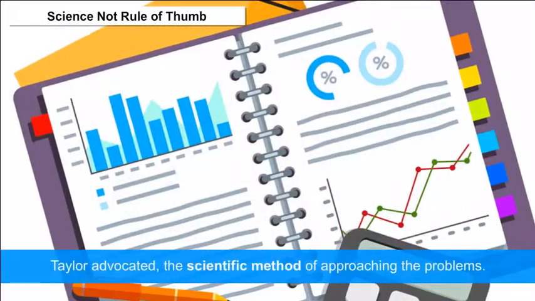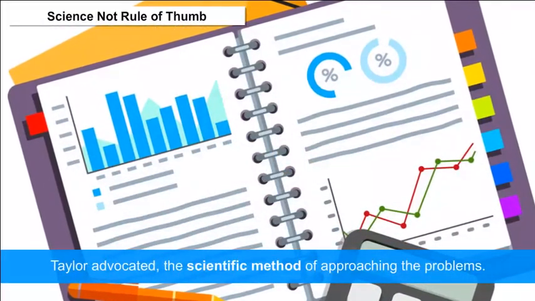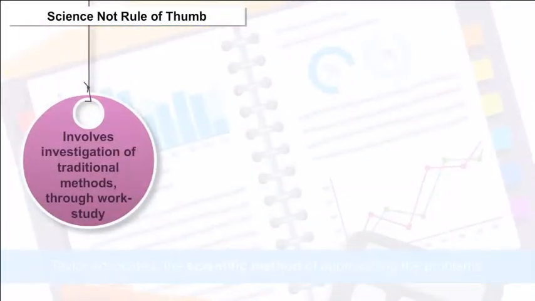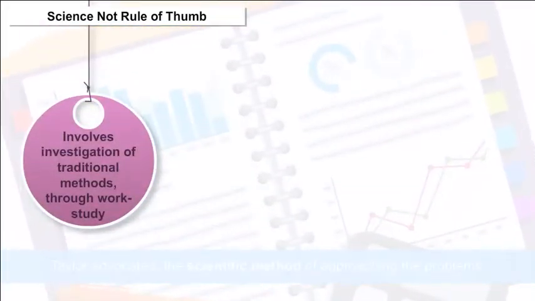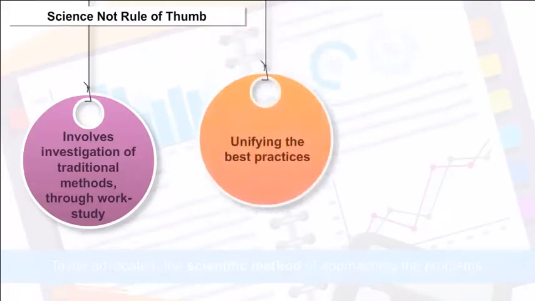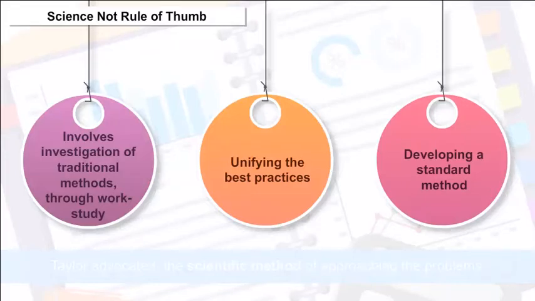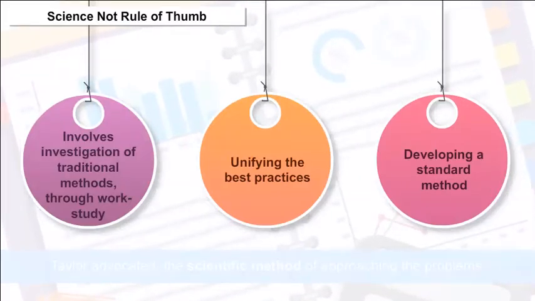Taylor advocated the scientific method of approaching problems, which involves investigation of traditional methods through work study, unifying the best practices, and developing a standard method which would be followed throughout the organization.